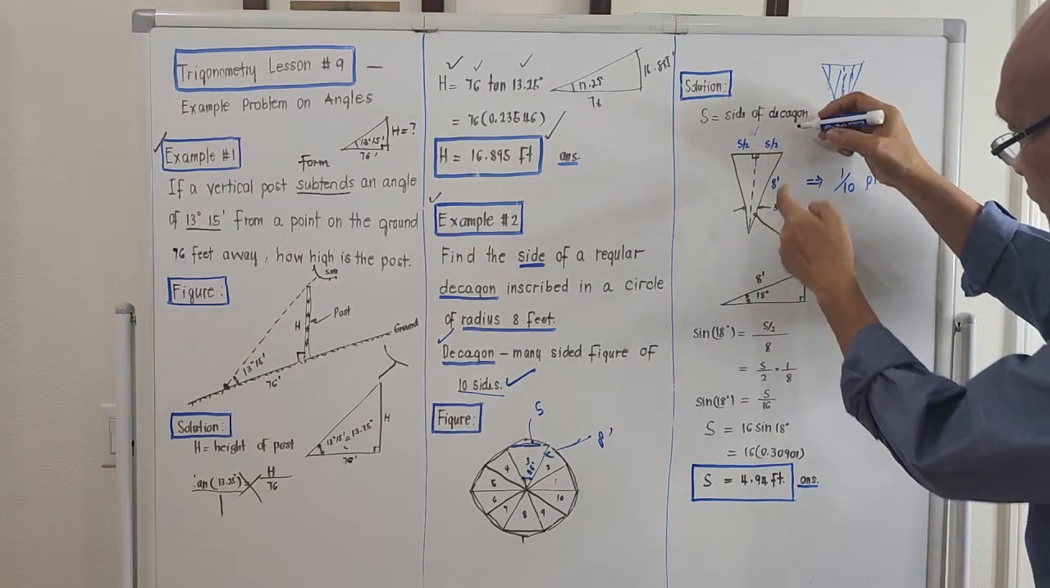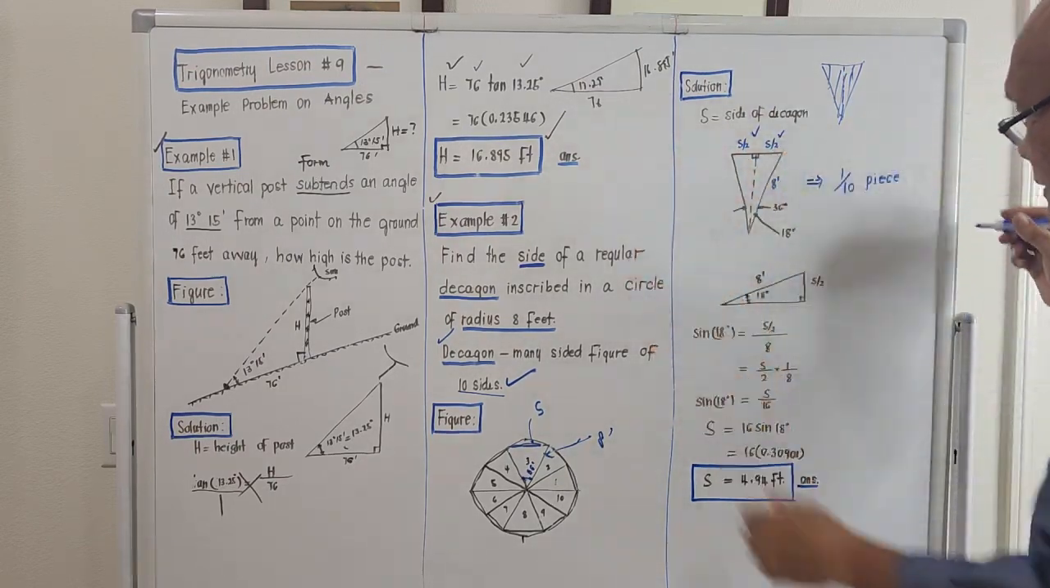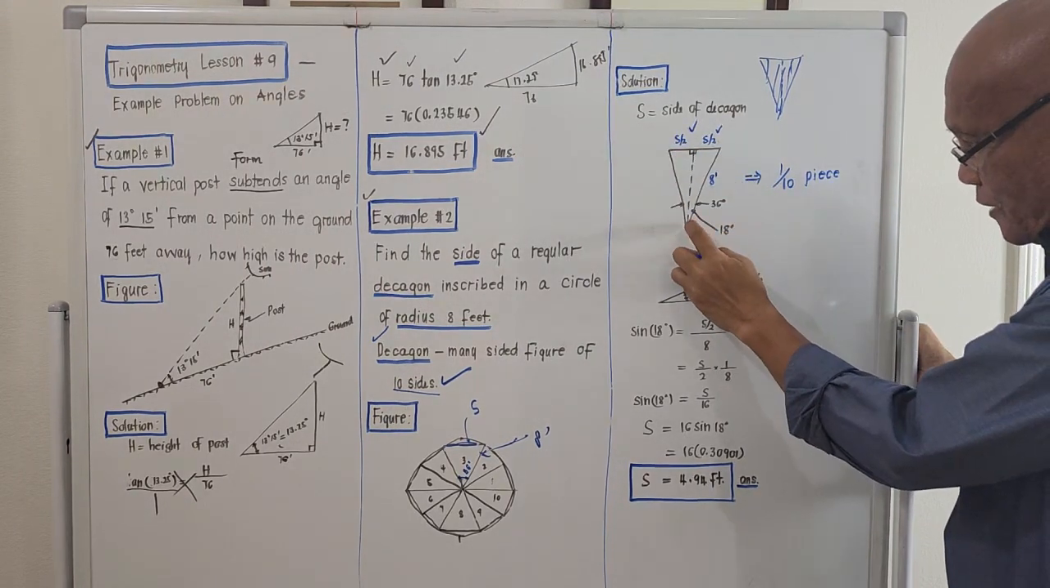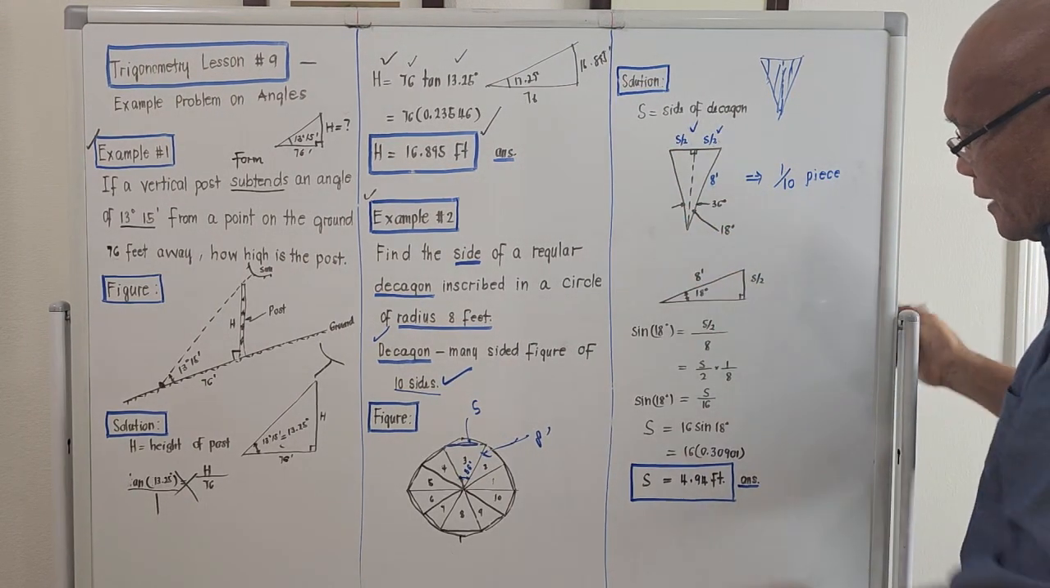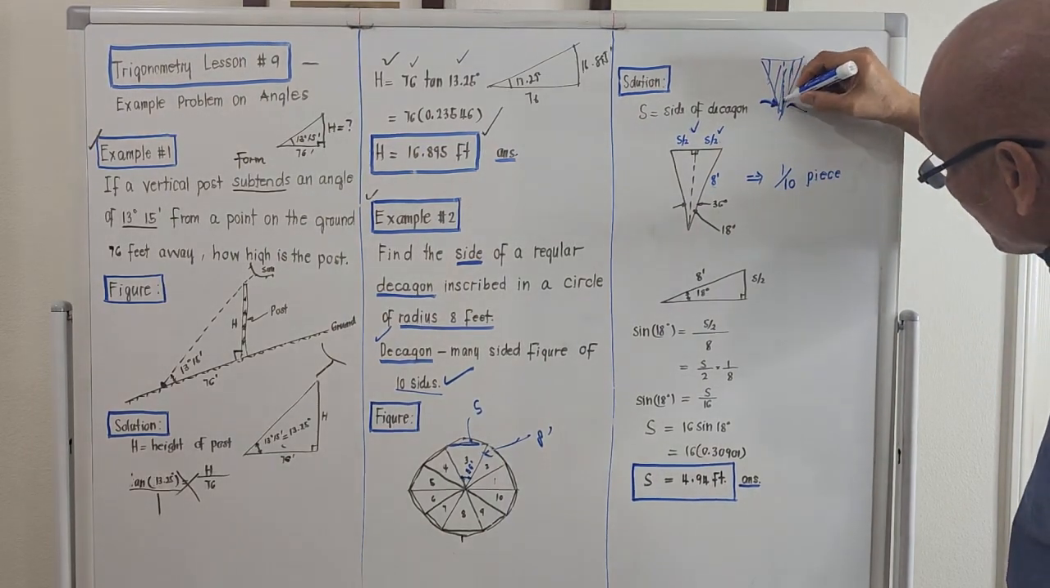And the other half will be s over 2. It is symmetrical, right? We cut it in half. So if we cut this side here in half, of course the angle here, we cut it also in half. And what will be the angle per slice? What will be the angle?